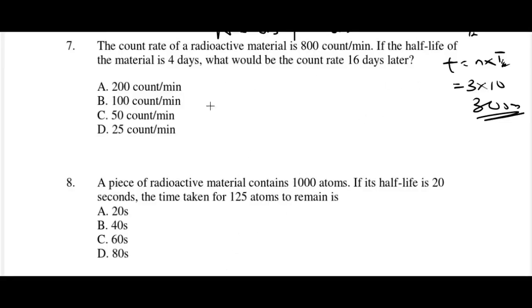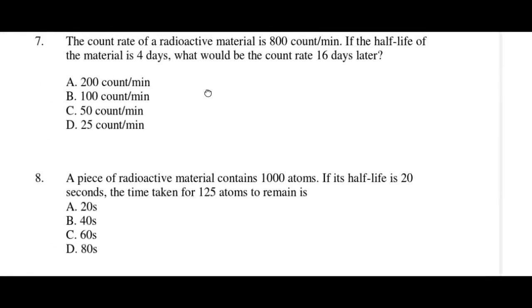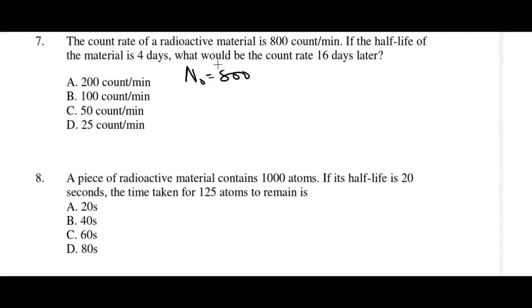Alright, let's solve question 7. The count rate of a radioactive material is 800 counts per minute. Let's write that. The count rate, so that will be the initial count rate, 800. If the half-life of the material is 4 days, what will be the count rate, N unknown, 16 days after? That is small t, time elapsed, 16 days.